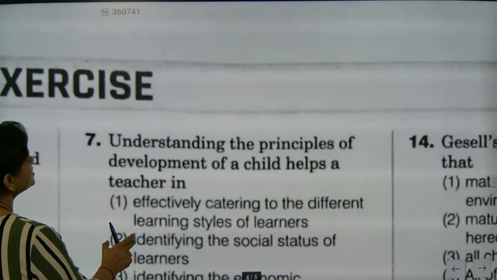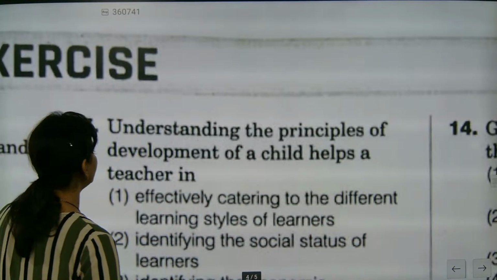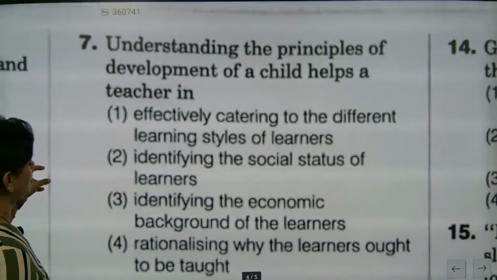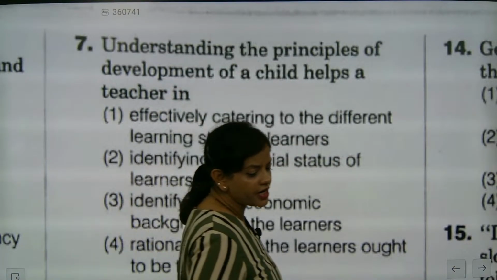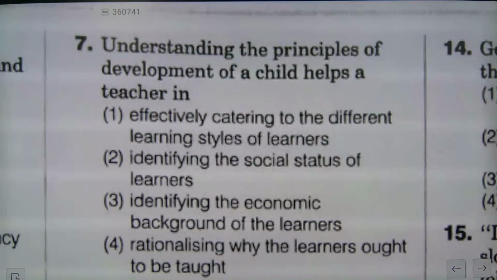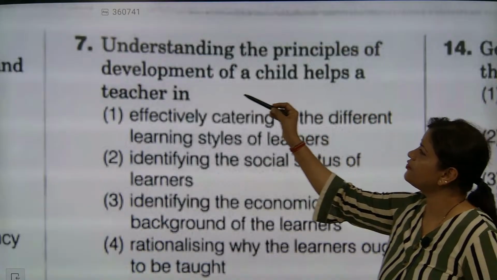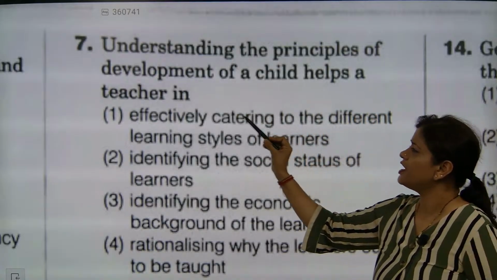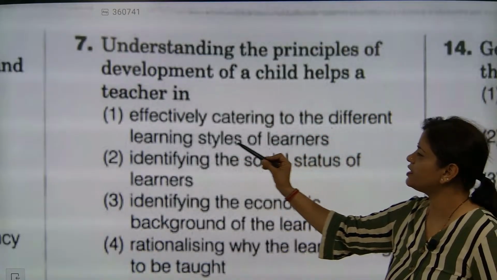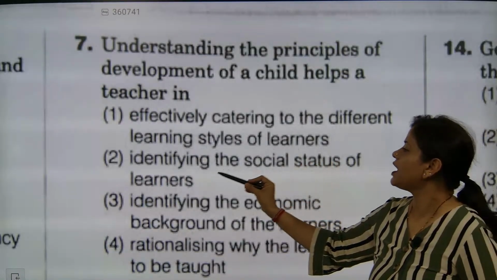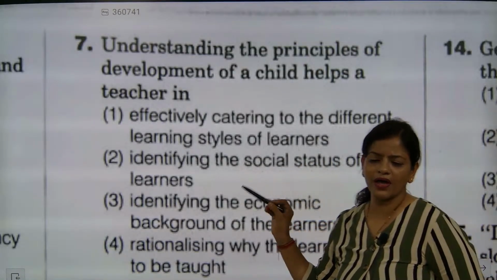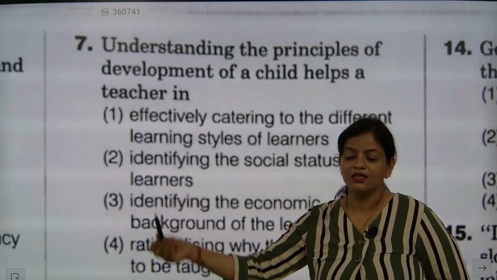Next, how does understanding the principles of development of a child help a teacher? Understanding the principles of development of a child helps a teacher in effectively catering to the different learning styles of learners. Identifying the social status of the learner: why are we going to bother about the social status?